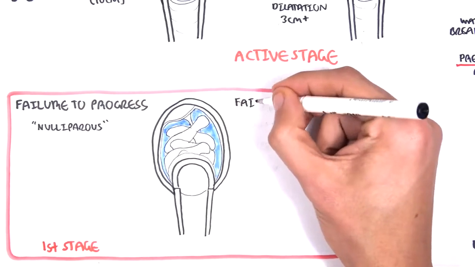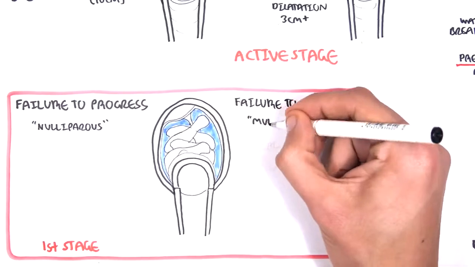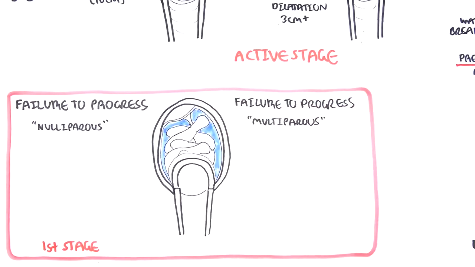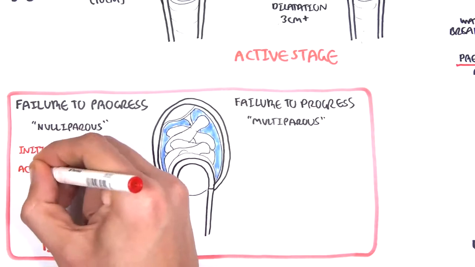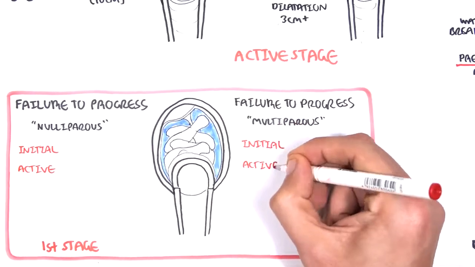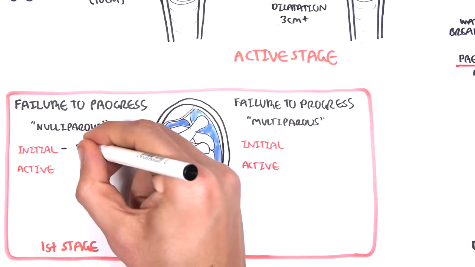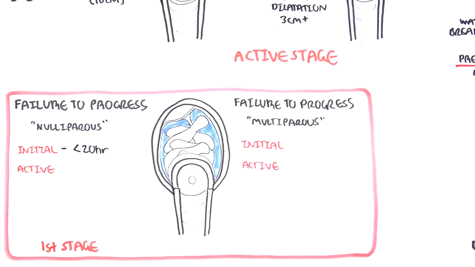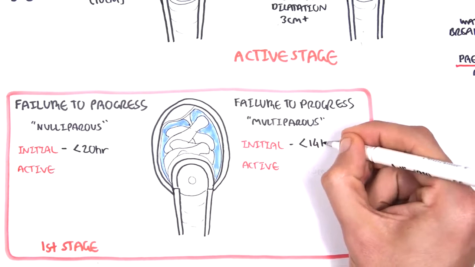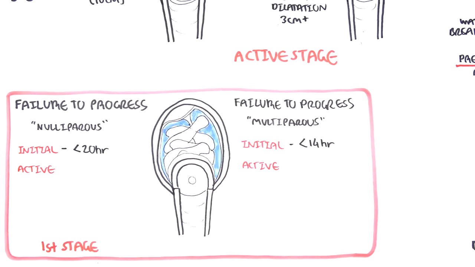Stage 1 is divided into the initial and active phase, remember. Normally, the initial phase in a nulliparous woman should take less than 20 hours. And if it's longer, it may indicate failure to progress. For multiparous women, the initial phase would be no longer than 14 hours. So you can already tell that multiparous women is a lot quicker because this is their second or third or fourth pregnancy.